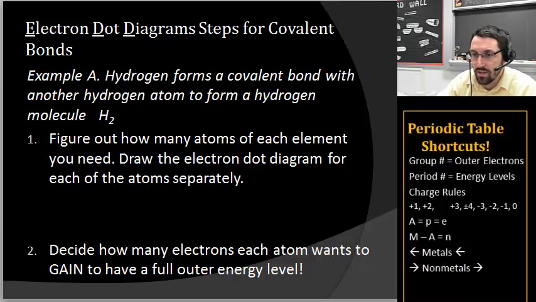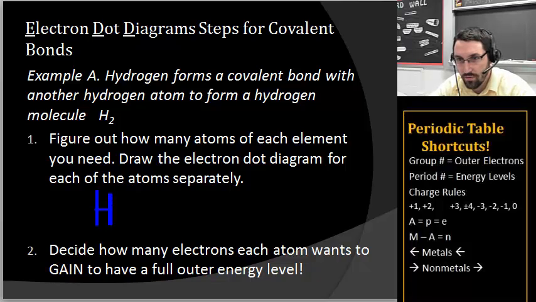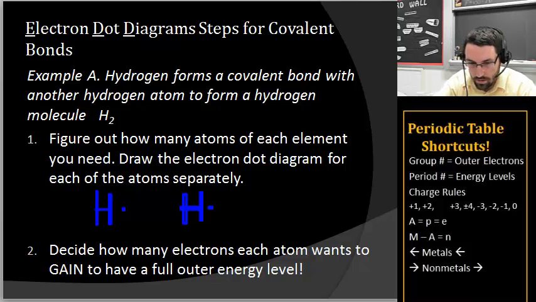Electron dot diagrams for hydrogen. Step 1, we figure out how many of each atom we need. This is given to us by the formula H2. So I draw 2 H's. I put a dot. For some reason I'm using blue. Okay. How many does each atom want to gain? Hydrogen only needs 2 electrons in its first shell, so both of them want to gain 1 electron.